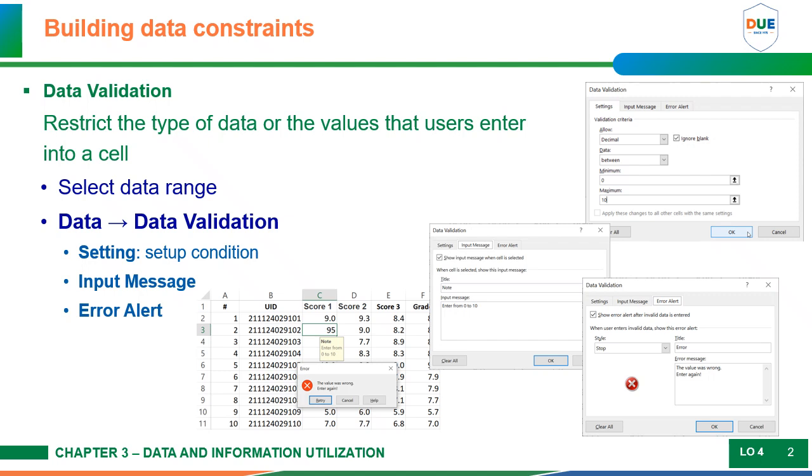To set up data entry conditions, follow these steps. Select the range where you want to apply validation. Go to Data, right pointing arrow, Data Validation. Settings tab. Set the conditions. In this case, choose Allow Decimal, because scores can have decimals. Set data between minimum 0, maximum 10.